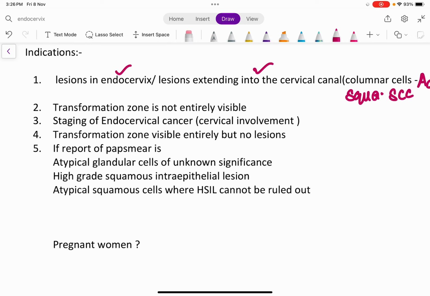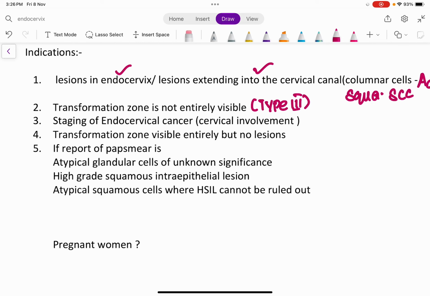And the second indication is when the transformation zone is not entirely visible. And we all know that the transformation zone is going to be not entirely visible in type 3 of the transformation zone. So type 1 and type 2, the transformation zone is entirely visible, but in type 3 only, the transformation zone is not entirely visible because it extends further inside the endocervical canal, right?